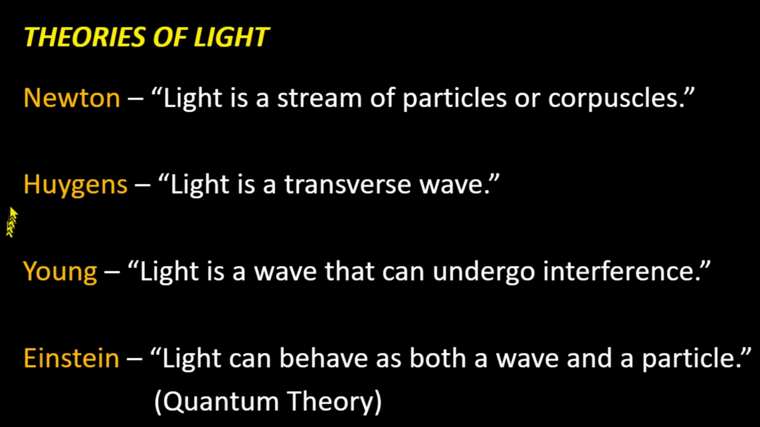There are 4 theories of light that occurred over the years. The first one is by Isaac Newton, who said that light is a stream of particles or corpuscles. The next one is by Christian Huygens, who said light is a transverse wave. Next one is by Thomas Young, who proved that light is a wave by using his double slit experiment, and he said that it can undergo interference. The final one is by Albert Einstein, who said that light can behave as both a wave and a particle, and this is called the quantum theory.